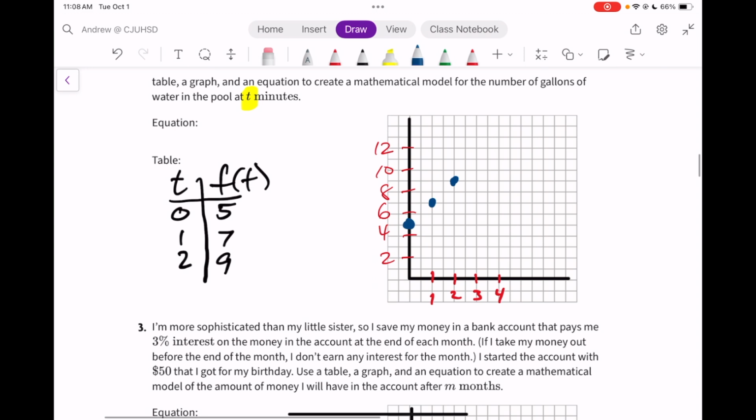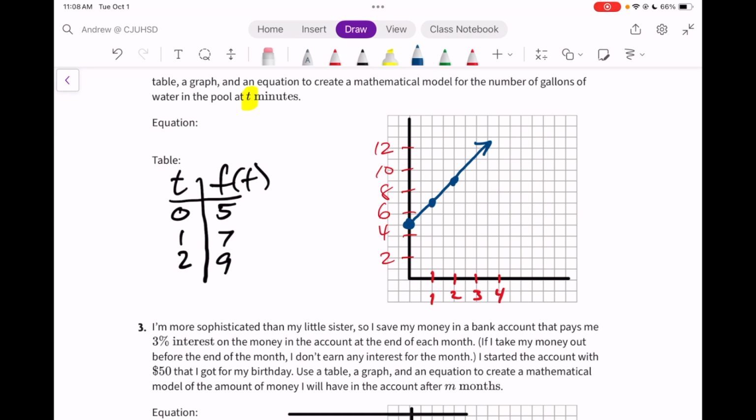Was the water flowing between minute 1 and minute 2? Yes, it was. So we're going to fill in and draw a line. And I put the arrow just because it's going to continue going in that direction. It will eventually stop, of course, when the pool gets full. So I'm not really saying that it goes on forever, but it certainly goes on past the edge of this graph.